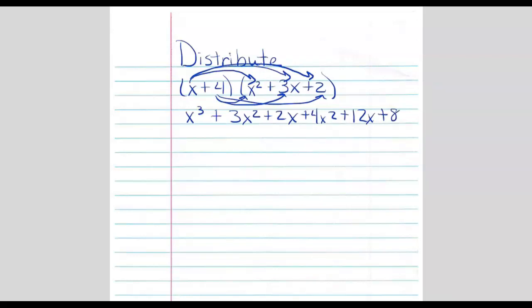So now we just need to combine like terms. Remember, it needs to be in standard form, so I'm going to start with the cubes. So I have x cubed. I'm looking for squares, and I have 3x squared and 4x squared, so I have plus 7x squared. Next, I have my 2x and my 12x.